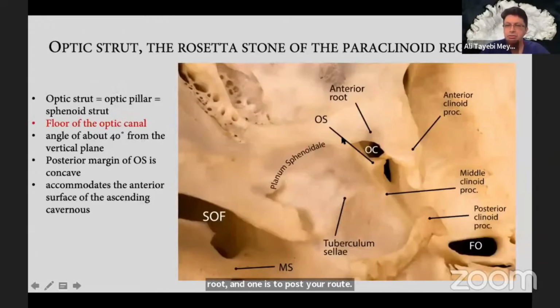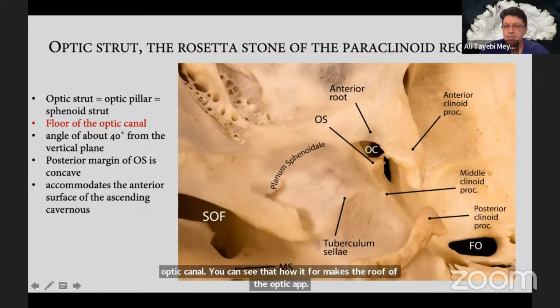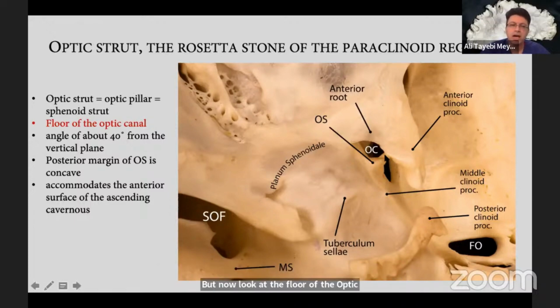So what is the anterior root of the anterior clinoid process? It's basically a continuation of the lesser sphenoid wing as it merges into the planum sphenoidale. What does it do here? As it crosses this area to become the planum sphenoidale, it makes the roof of the optic canal. You can see how it makes the roof of the optic canal. But now look at the floor of the optic canal. As the prior lecturer also mentioned, this is called the optic strut, optic pillar, or sphenoid strut.